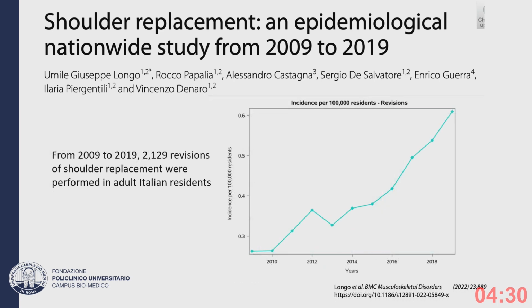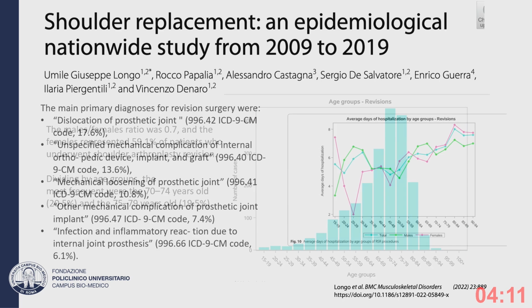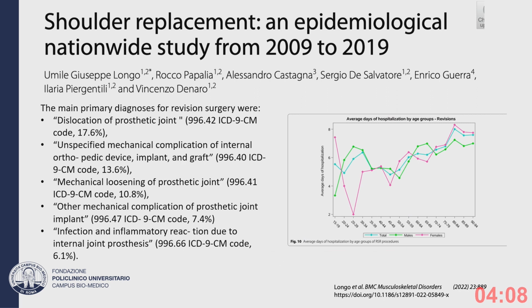Of this, there were 2,129 revision surgeries performed. In the case of revision, the number of females is reduced compared to primary cases, and the majority of cases is performed in patients between 70 and 80 years old. Causes of revision: dislocation of prosthetic joint in about 17% of the cases, 13% mechanical complication, mechanical loosening 10%, infection 6% of cases.